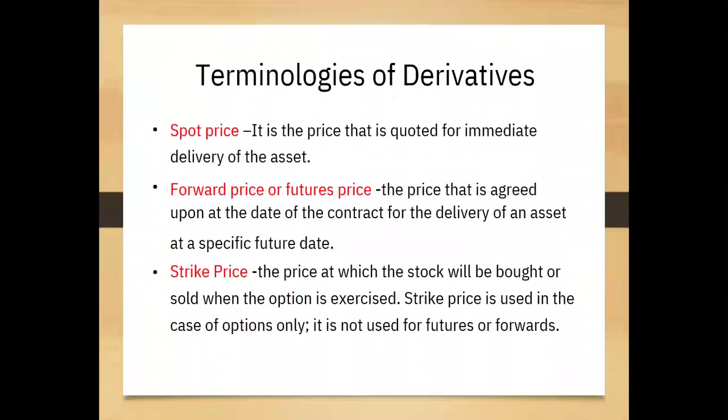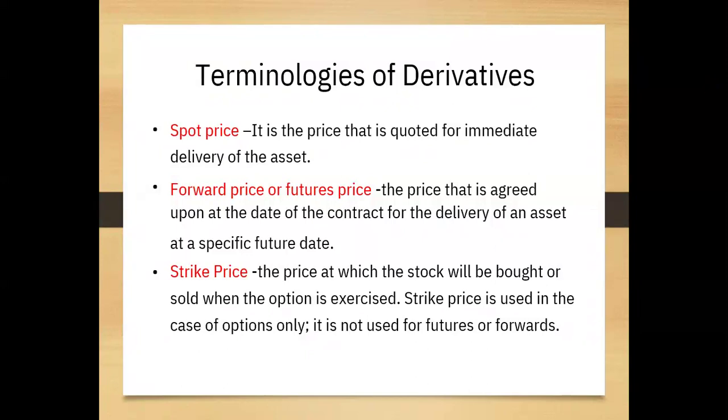Then I am moving on to some terminologies of derivatives which are very important to understand risk management and derivatives. First and foremost is the spot price. It is the price that is quoted for immediate delivery of the asset. Whenever you are buying or selling, the price you are quoted for immediate delivery is called the spot price.